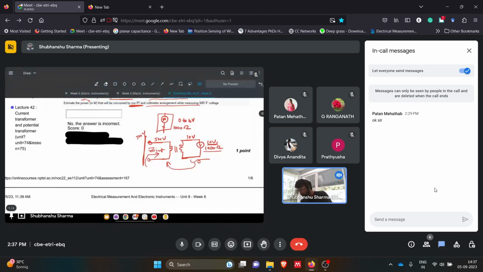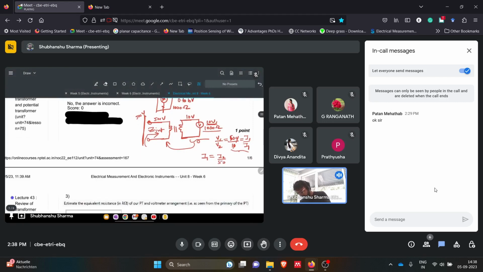So we know this simple ratio for a transformer: V1 by V2 is what? V1 is the primary side, so 500 volts divided by 10 volts, which equals I2 by I1. So this we know. Now, using this, we can say I1 is I2 by 50.